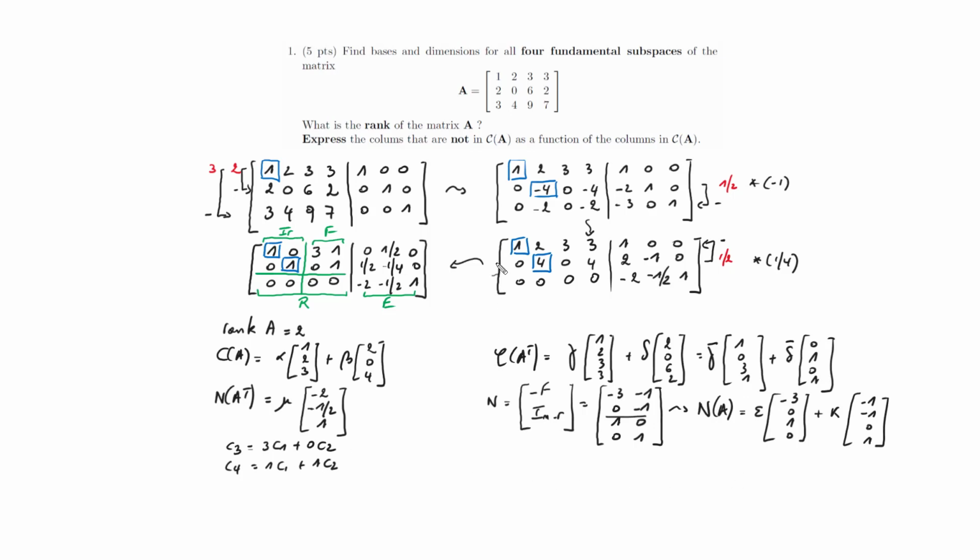So this leaves us with the last part of the question. The columns that are not in the column space, these are these columns over here, you can write them as linear combinations of the columns in the column space, which are these columns over here, and you can read this directly over here. So column 3 is 3 times column 1 plus 0 times column 2, whereas column 4 is 1 times column 1 plus 1 times column 2, and this again you should check, and you will see that this is indeed correct. Well, this concludes the first question of the exam.